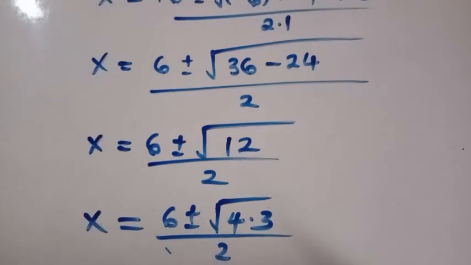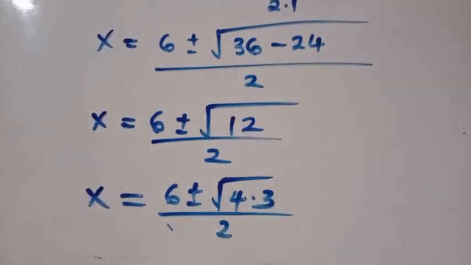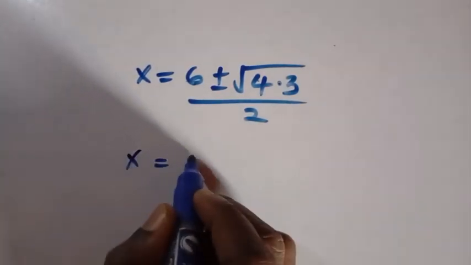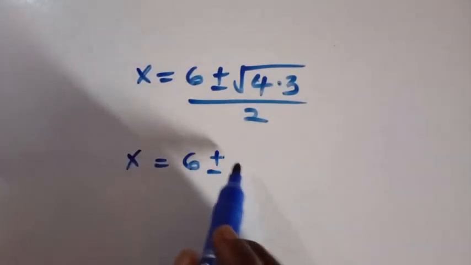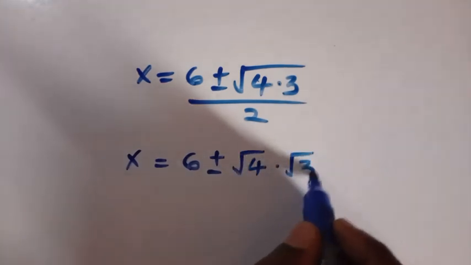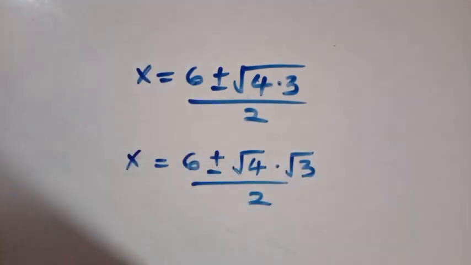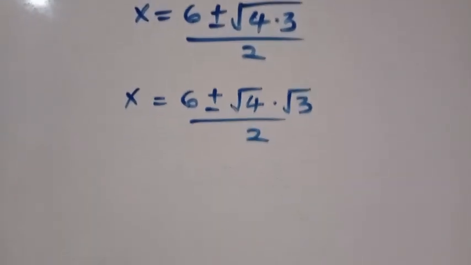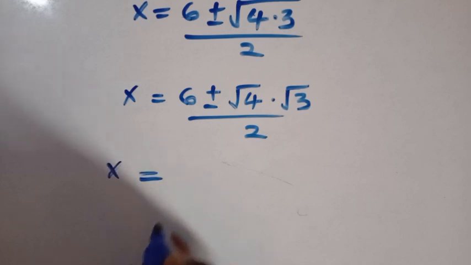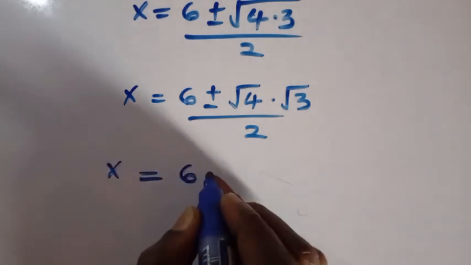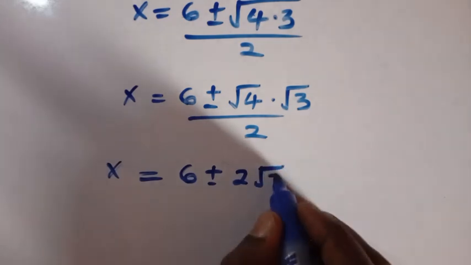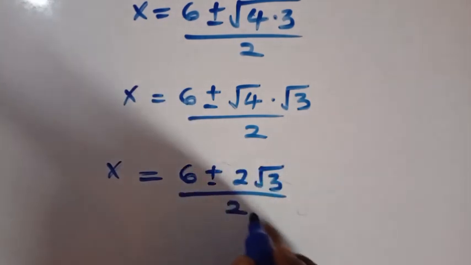And then you can apply the rule of surds here, as when we separate this, we have 6 plus or minus square root of 4 multiplied by square root of 3 divided by 2. And then we have x equals 6 plus or minus square root of 4, that is 2, multiplied by root 3 divided by 2.